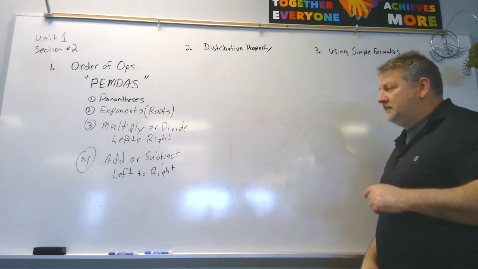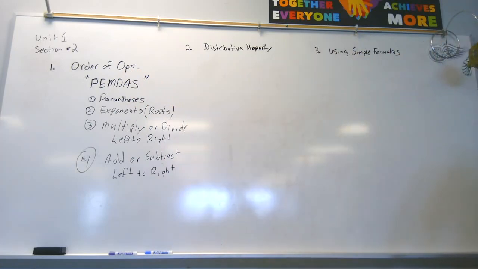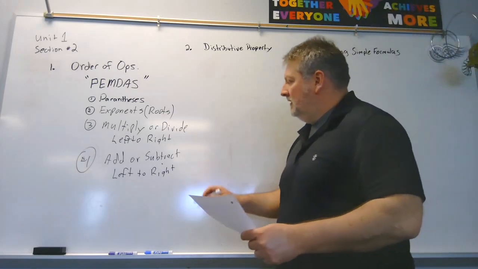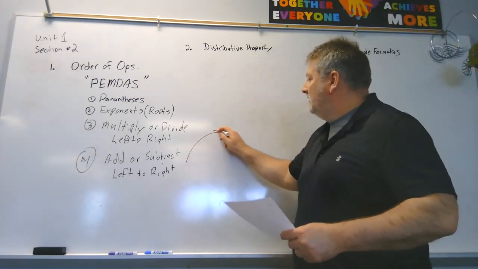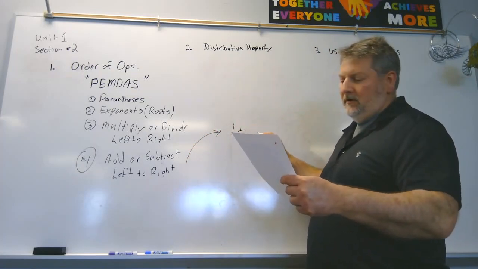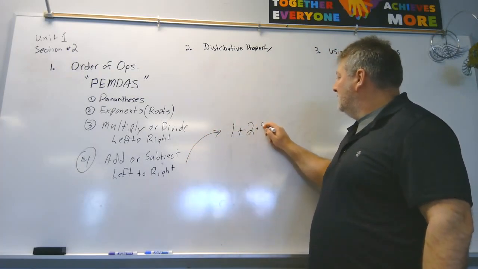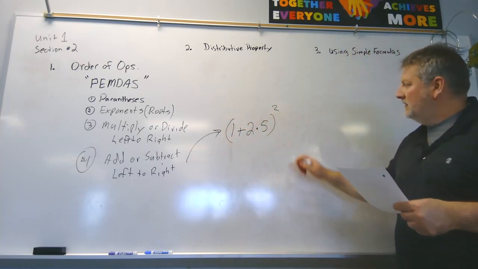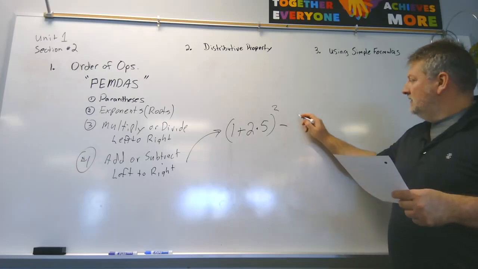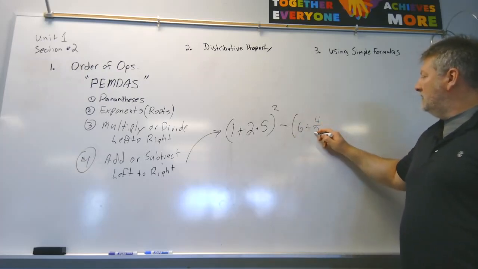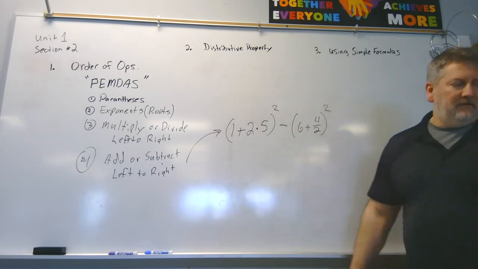So let's review a question. I have one written down. I'll just take you through the steps real quick of what you would do. So, quick example. 1 plus 2 times 5, squared, minus 6 plus 4 divided by 2, and we'll square that as well.